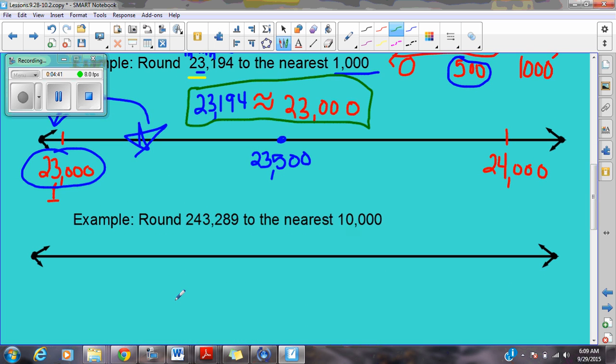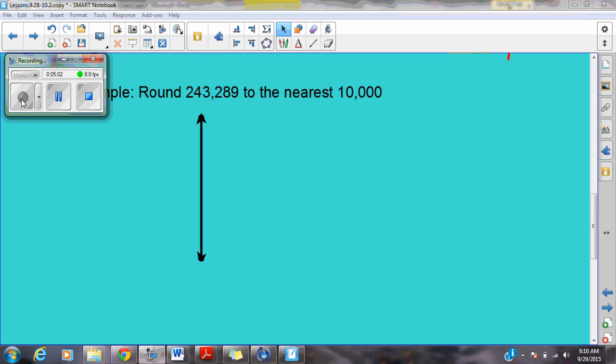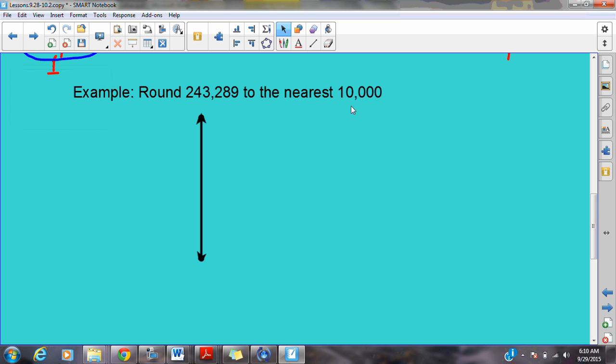I have another example here, and I want you to use the number line system to tell me what it rounds to. Also, I want to mention that sometimes you might see a number line that is vertical rather than horizontal, meaning it might go up and down, but the principle does not change. Even though this is vertical, you can see that you're supposed to round to the nearest 10,000. Everything you do is going to be based on 10,000.